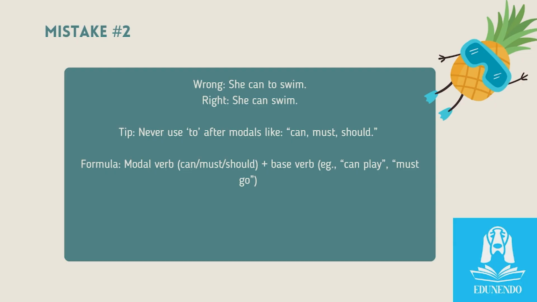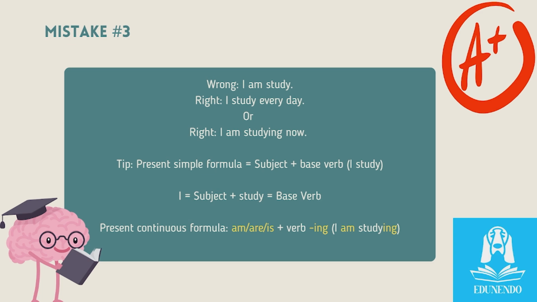Now the modal verb, which is can, must, or should, plus your base verb. Your base verb is like play, swim, run, whatever really. It should look like this. Can play, must go.